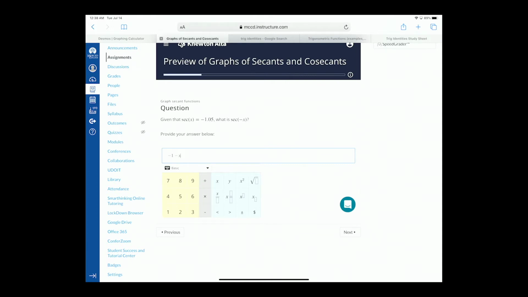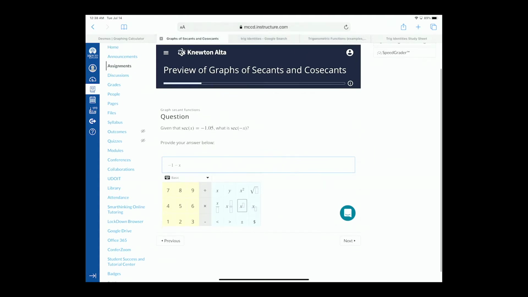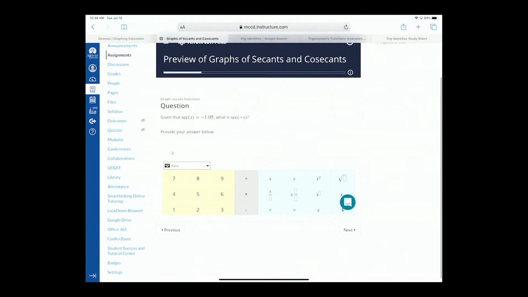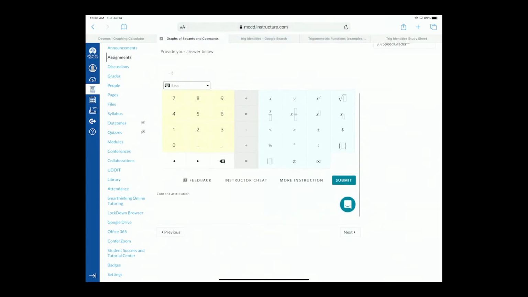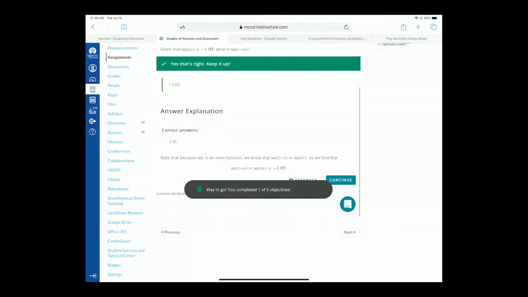How do I delete? Where's the... mistakes are made? There's no delete. How do I delete? Keyboard. Okay, there it is. Thought I was going to do this one and it was going to be easy. Basic. Where's the point? There's no point. Okay, I can't do it. Answer's negative 1.05, but I can't type that in. Oh, there it is. My bad. Submit. Okay. 1 of 6.